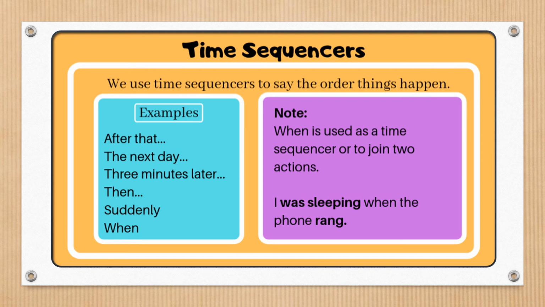When it's used as a time sequencer or to join two actions too. So we are going to use normally past continuous in one side and simple past in the other side. I was sleeping, action in progress that takes time, when the phone rang. The phone rang at a specific moment in the past. So this is the way in which we can use them to tell stories.